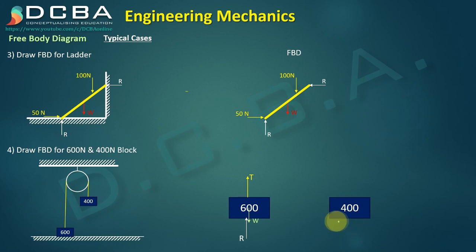Then for 400 Newtons, first of all the weight is there, and it won't have a reaction from below because it is not resting on any surface. The next force would be the tension force that it is creating. So this is a tension force in the string due to the 400 Newton.